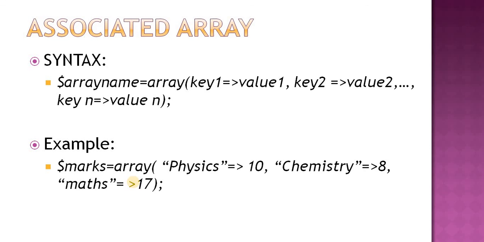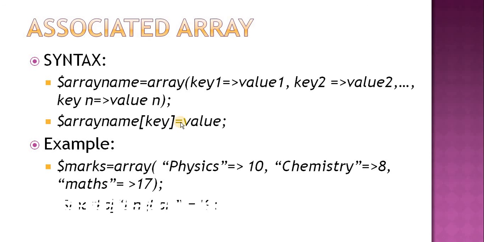There is another way of writing associated arrays also. Over here, the second one is $array name. In square brackets, you write the key equal to value. Okay, here we are writing equal to. Example, $marks in square brackets key equal to 90. Okay, this is how we can work.